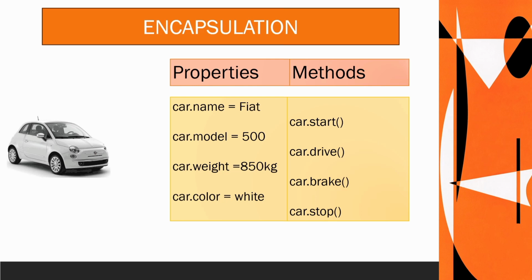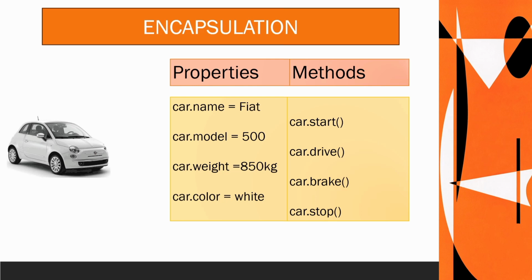A method is a function to perform a task, like if you want to start the car or stop the car or brake the car. These are tasks, some actions that are happening. This is known as methods. These properties and methods put in one unit is called a class, and this is known as encapsulation. This is the first concept of OOPS.